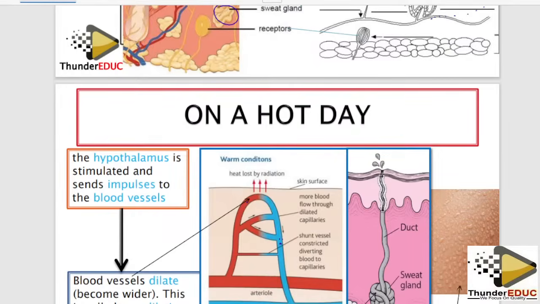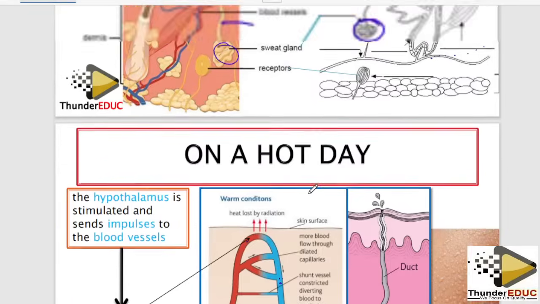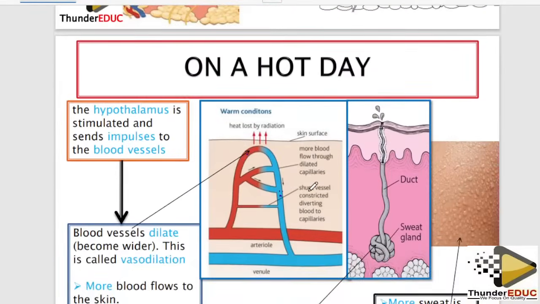Now, what happens during this thermoregulation? Let's link to the question. Let's go back to the question and see what happens on a hot day. We have to discuss how questions about this are asked. The first statement you need to talk about is the hypothalamus, because it is the hypothalamus which detects the change in temperature.